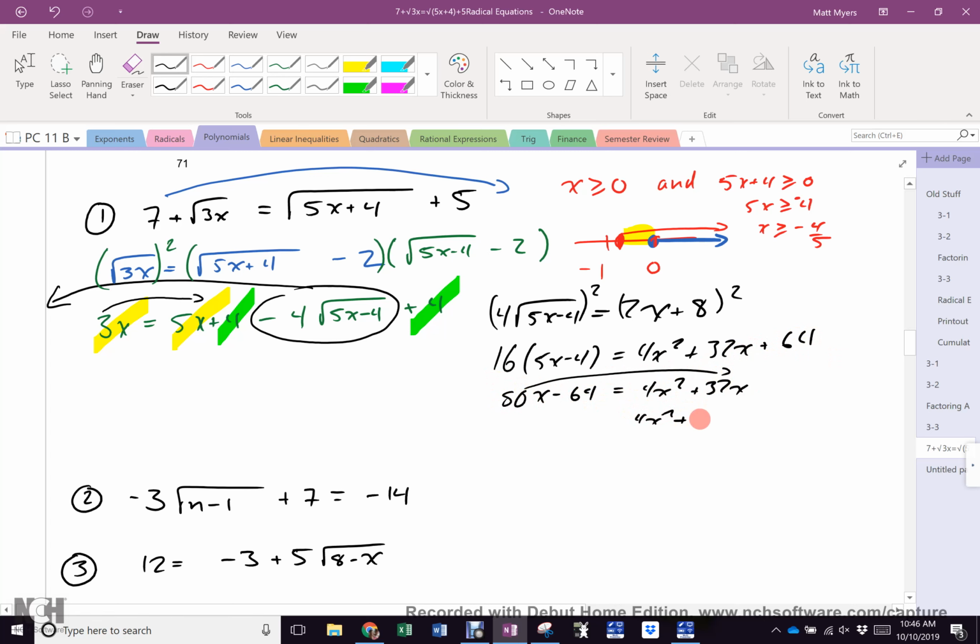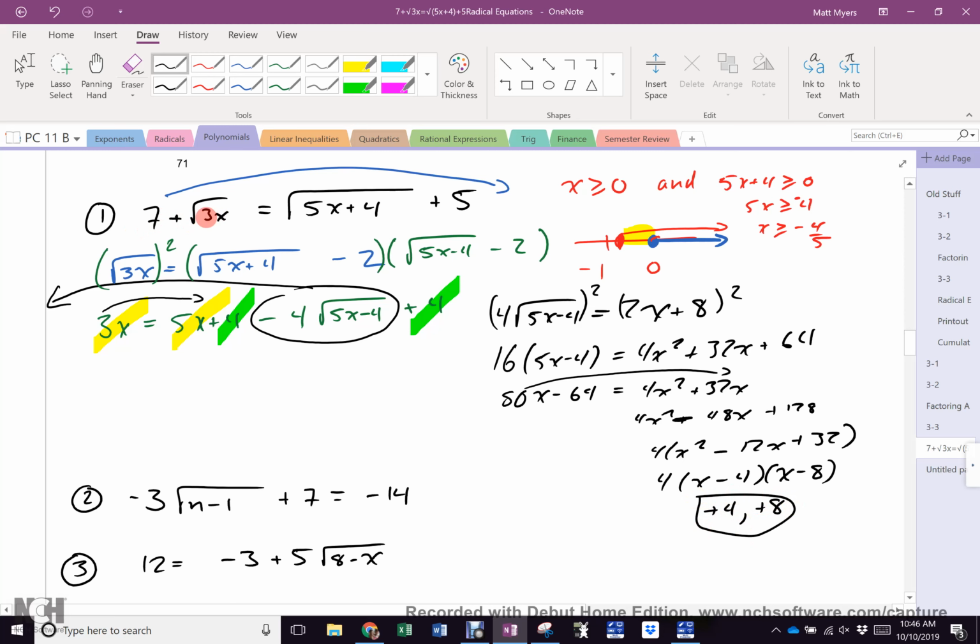I get minus 48x and plus 128. You take out a 4. x squared minus 12x plus 32. x minus 4, x minus 8. And my x's are positive 4 and positive 8. What do you do with those? Check them. Come back up here.